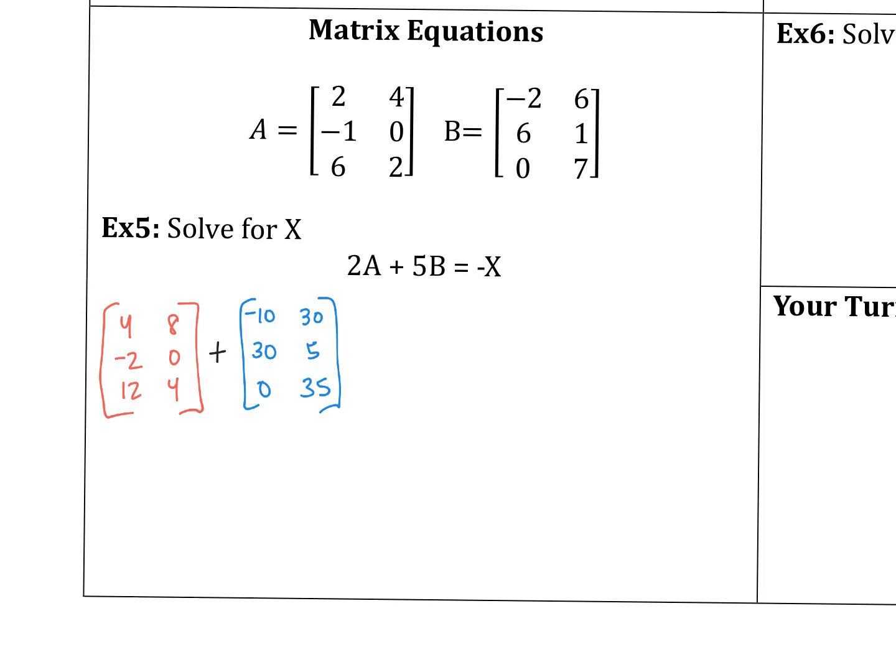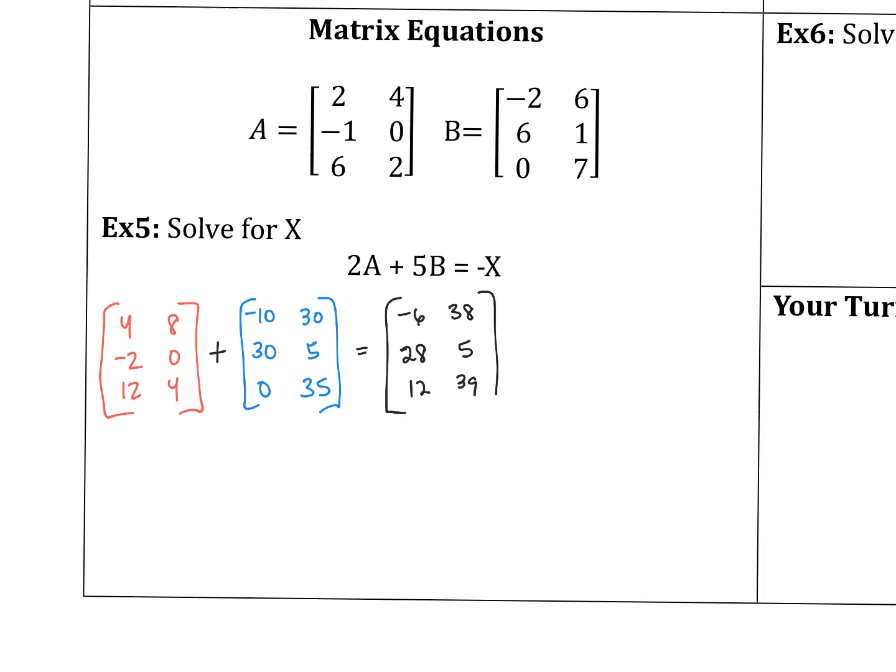Okay, so we can go ahead and add those together, and we're going to get a resulting matrix. 4 plus negative 10 is negative 6. 8 plus 30 is 38. Negative 2 plus 30 is positive 28. 0 plus 5 is 5. 12 plus 0 is 12. And 4 plus 35 is 39.